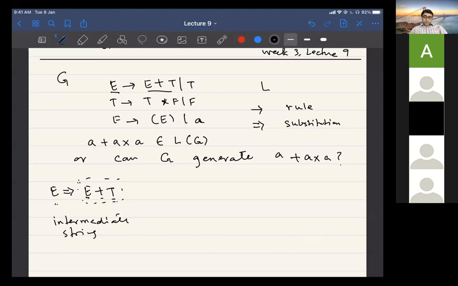In the last lecture, I told you about the leftmost derivation. What is leftmost derivation? We start with the variables found on the leftmost side of the intermediate string. In this string there are two variables, and E is the leftmost variable, so we substitute this variable first. We can either substitute this E with E plus T again, or we can substitute it with T. So what do you think we have to substitute? We should substitute.